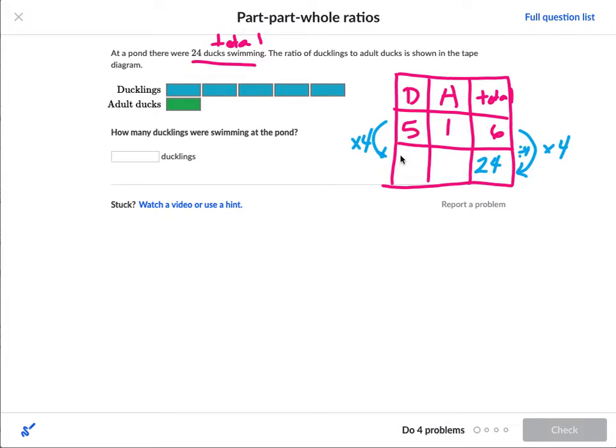5 times 4 is 20 ducklings, and 1 times 4 is 4 adult ducks. 20 plus 4 gives me my 24 total ducks. So how many ducklings were at the pool, or I'm sorry, not at the pool, at the pond? I look at my column of ducklings and I see that there are 20.